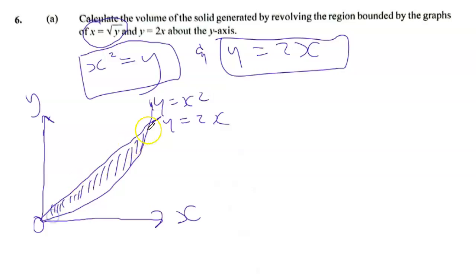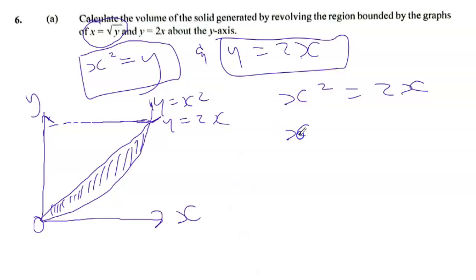The volume of revolution is about the y-axis. So we need the point of intersection. One graph is y equal x squared, taken from x equal root y. The other is y equal to 2x. So we can solve simultaneously. Both of them are equal to y, so we can equate x squared to 2x.